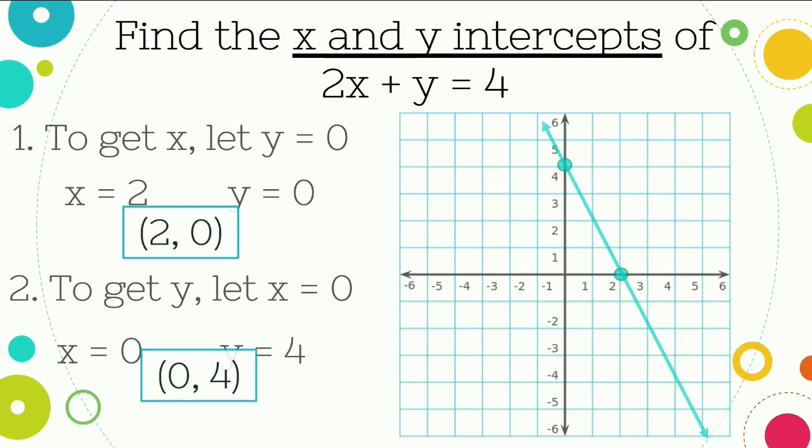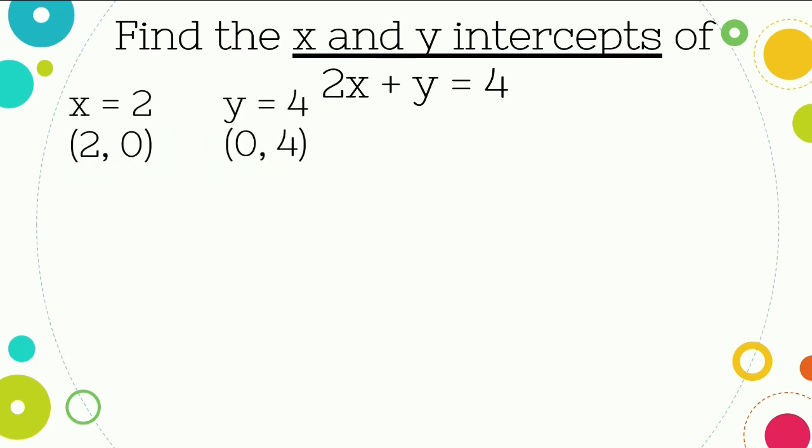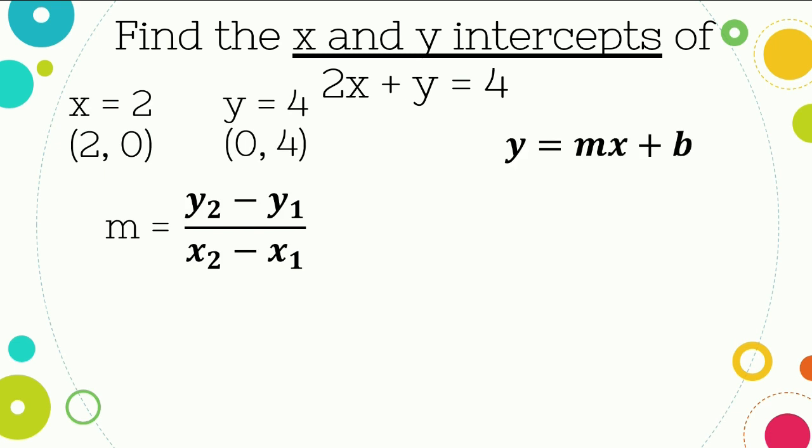To get the slope naman and the y-intercept of the given equation, if the given is x and y-intercepts, we can use the slope formula or change the given equation into slope-intercept form. So, by using the slope formula, we have m equals y sub 2 minus y sub 1 all over x sub 2 minus x sub 1. And for the slope-intercept form, we have y equals mx plus b.